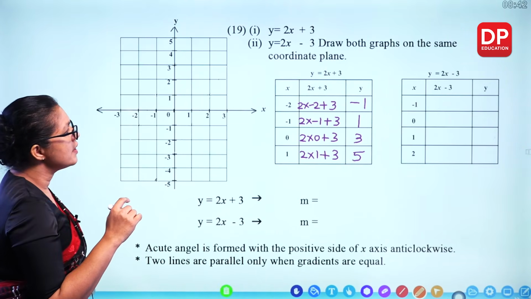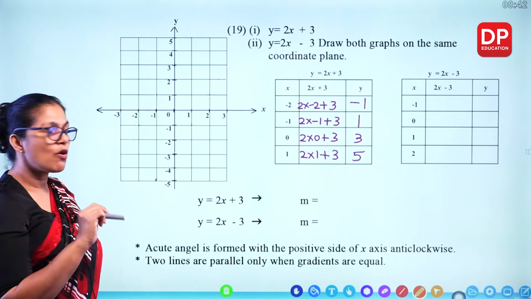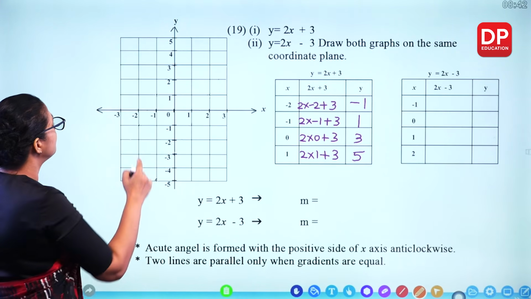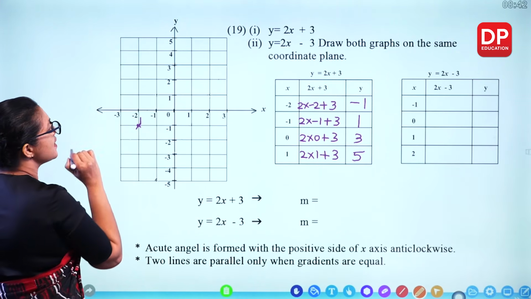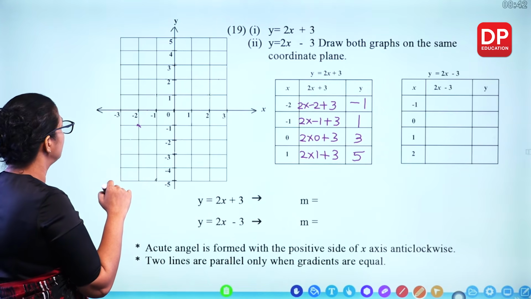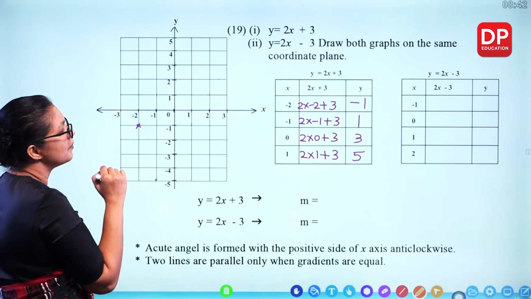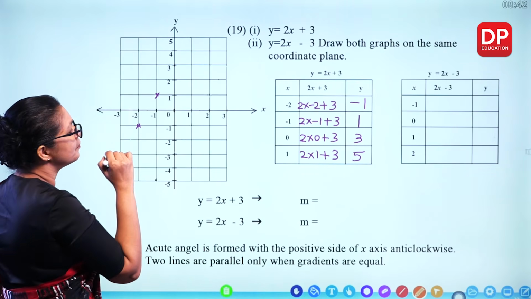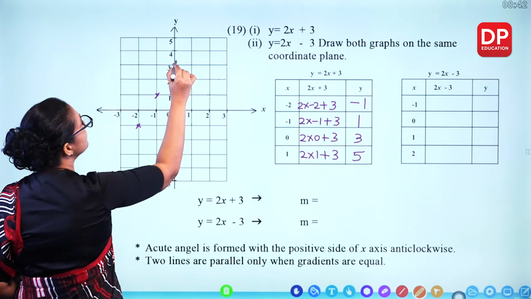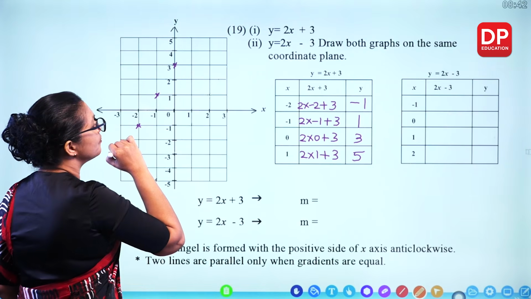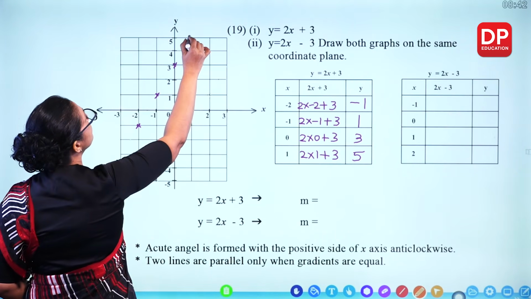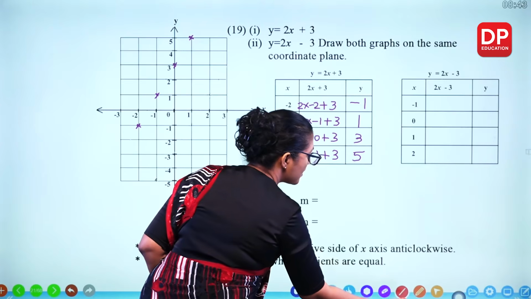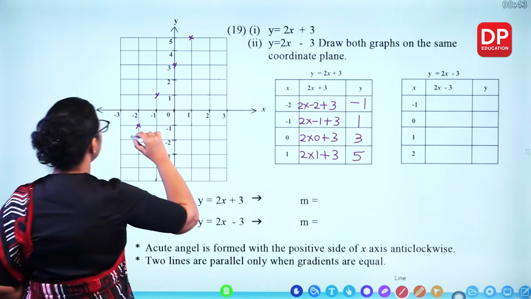So what are the coordinates? Ordered pairs: minus 2, minus 1. Minus 2, minus 1 is here. Minus 1, 1. 0, 3. 1, 5. So you can connect it with a ruler.